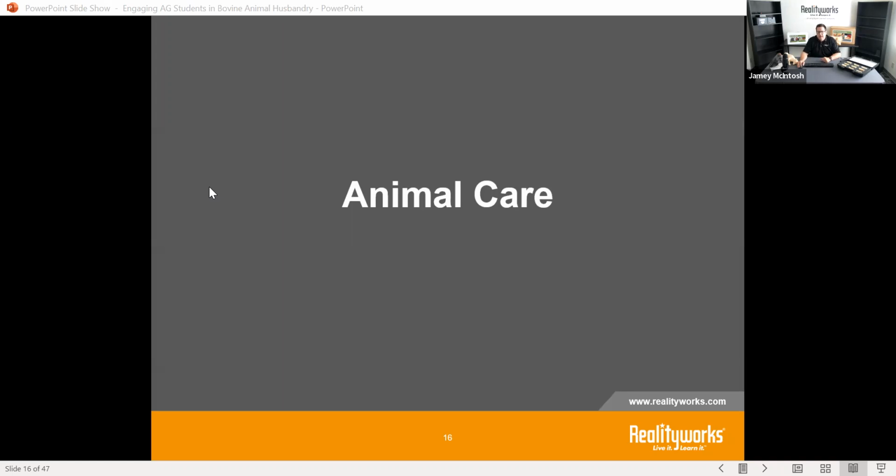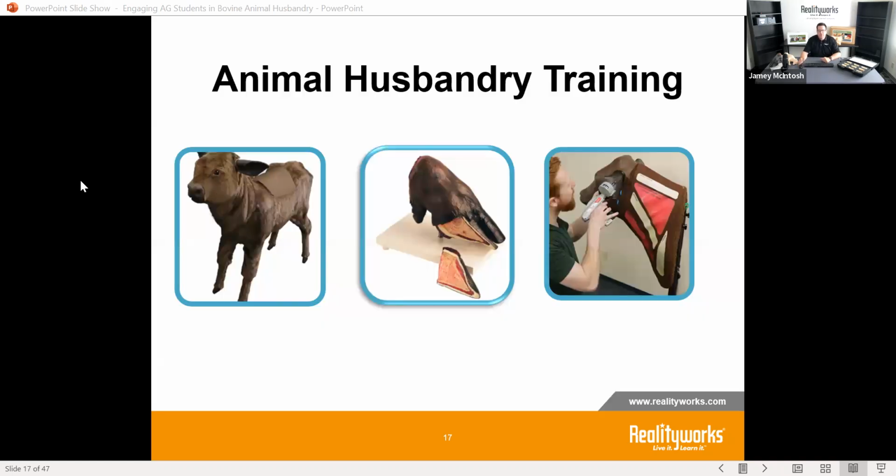Another one we want to look at is animal care. So, in the world of animal husbandry, one of the things that we look at is not only the birth and the creation of that animal and what's going on there, but now we're talking about the after effects of it. Now, the biggest piece that we see a lot of times is just calf care. They're the most vulnerable at that time. So we have a simulator and getting students to understand what are the different problems that could happen.